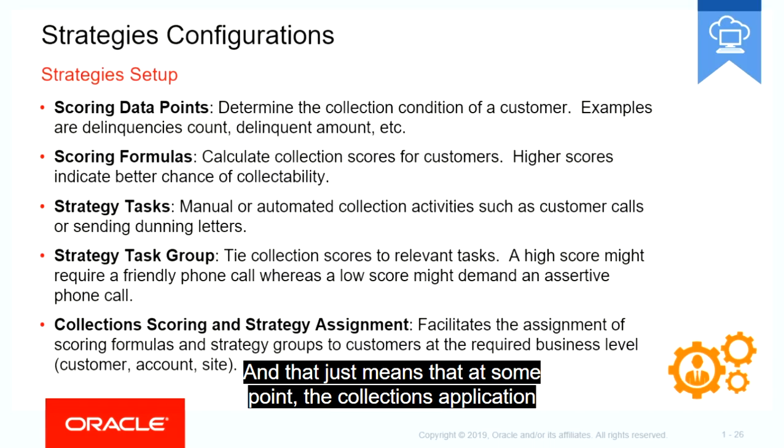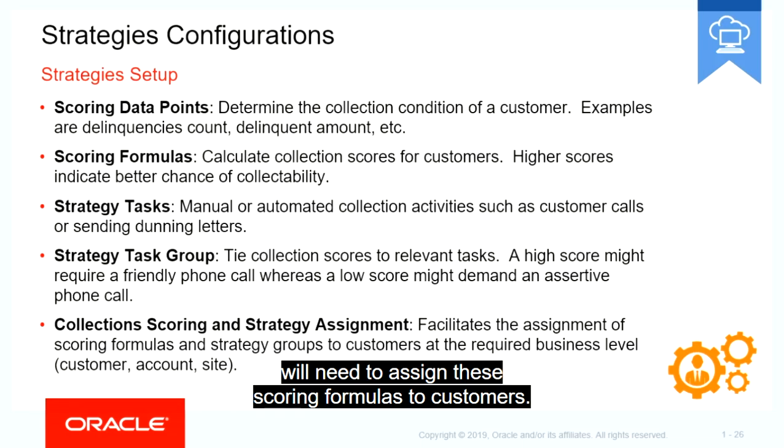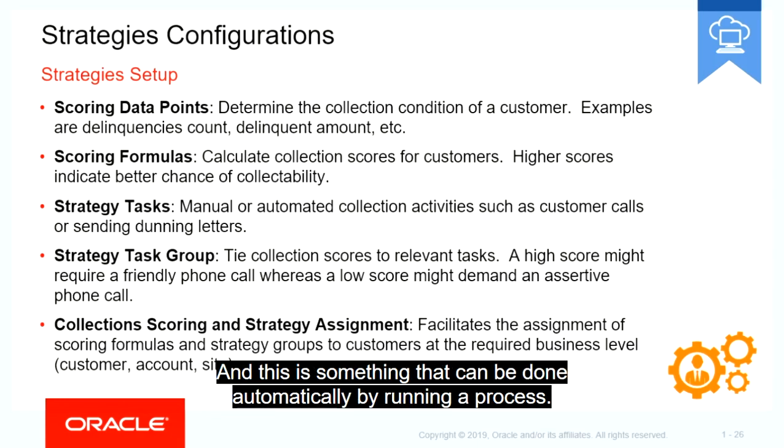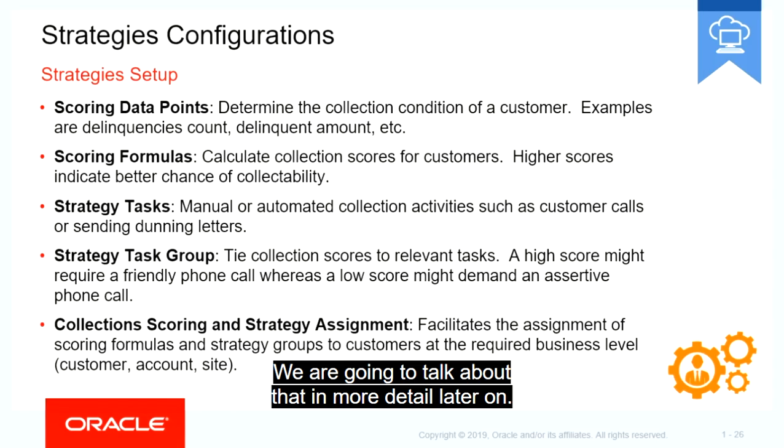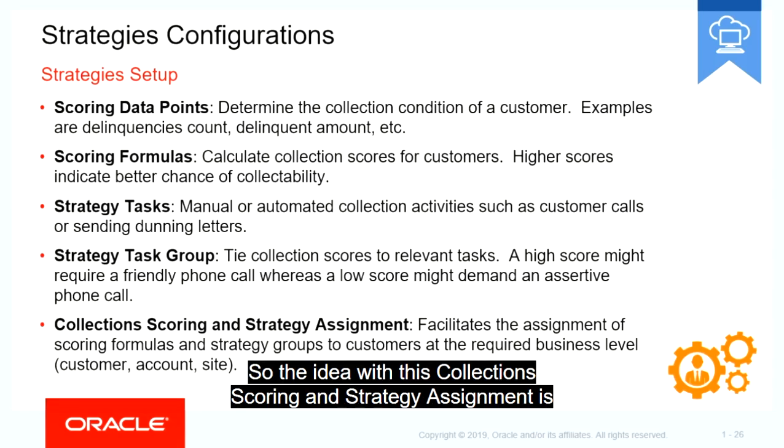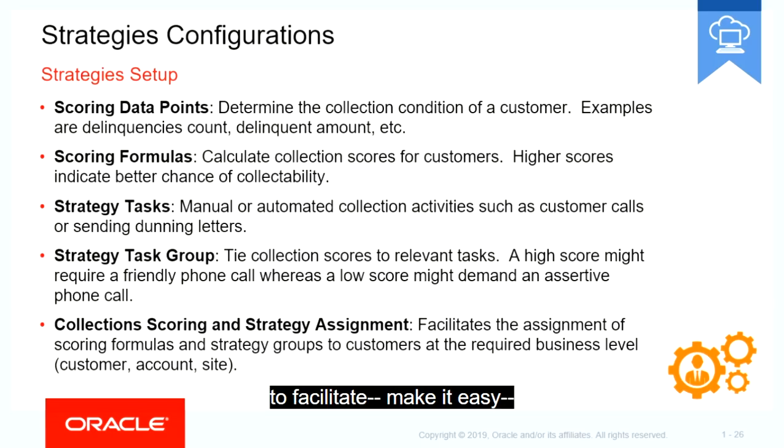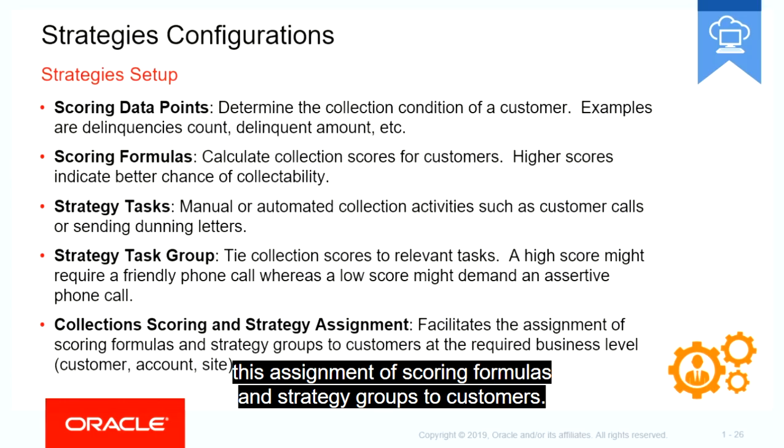Then we have the collections scoring and the strategy assignment, and that just means that at some point the collections application will need to assign these scoring formulas to customers, and this is something that can be done automatically by running a process. We are going to talk about that in more detail later on. So the idea with this collection scoring and strategy assignment is to facilitate, make it easy, this assignment of scoring formulas and strategy groups to customers.